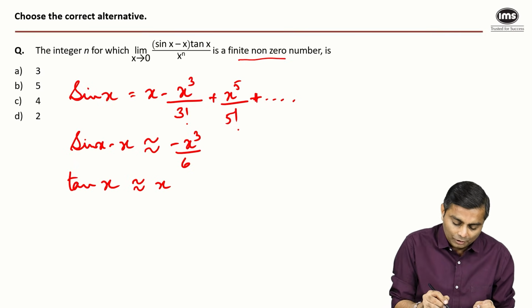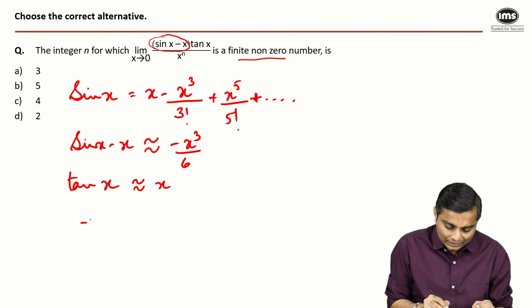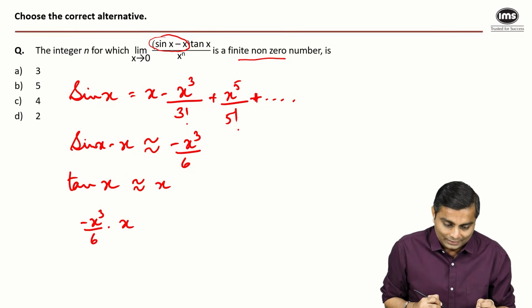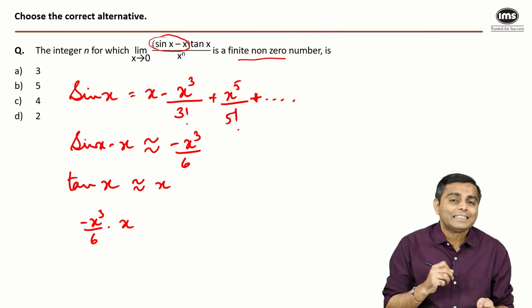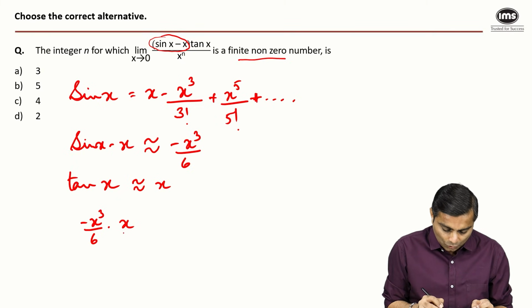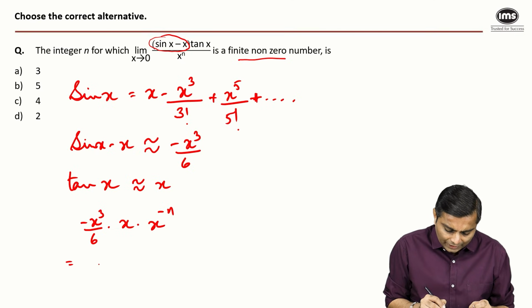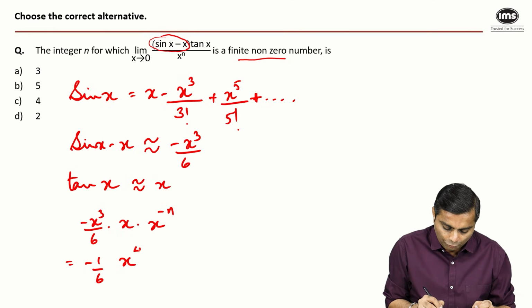Great. Now let's get into the question. I have sorted the first part of the numerator, sin x minus x. I'm going to write this as minus x cube by 6 times tan x, which is nothing but x. So minus x cube by 6 times x, divided by x raised to n. If I write x raised to minus n, I can write this as minus 1 by 6 times x raised to 4 minus n.